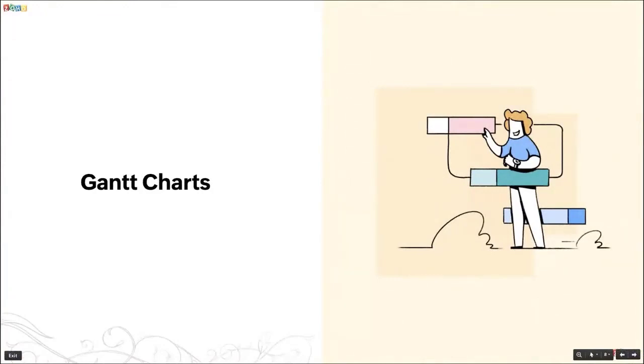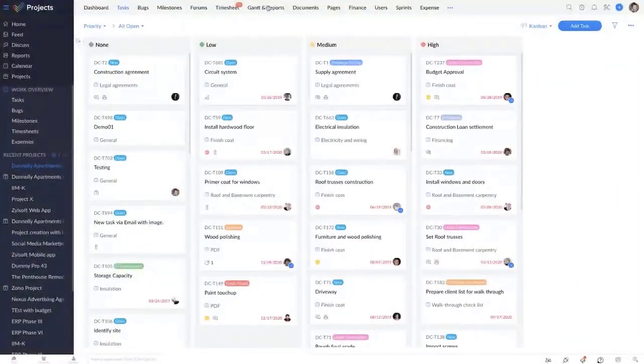Moving on, we have the Gantt charts. Now that we have created a project, added milestones, task lists, tasks, and subtasks, let's look at how to plan your work using Gantt charts. Gantt chart is a commonly used feature in Zoho Projects and project management in general. It is one of the most popular and useful ways of showing your tasks or events displayed against time.